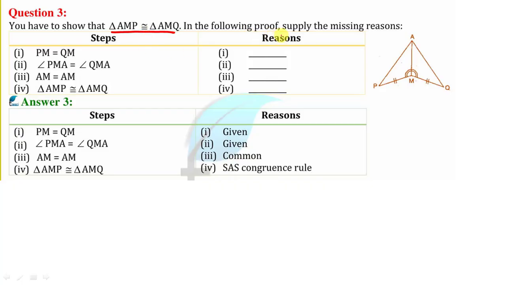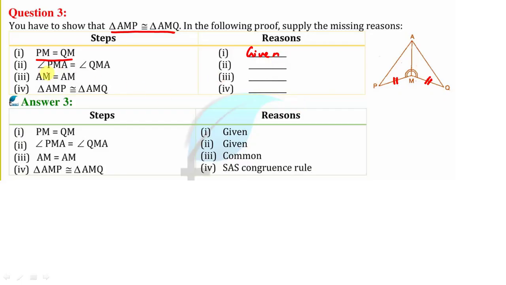Next question: you have to show triangle AMP is congruent to triangle AMQ. In the following proofs, supply the missing reason. First, PM is equal to QM, that is given in your diagram. So that is your given.